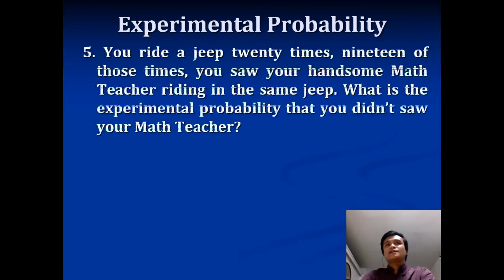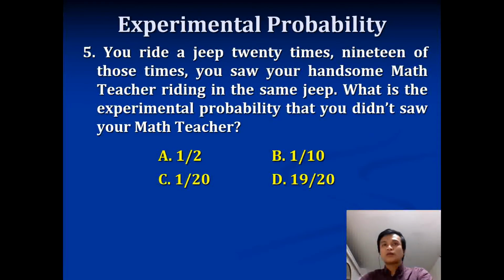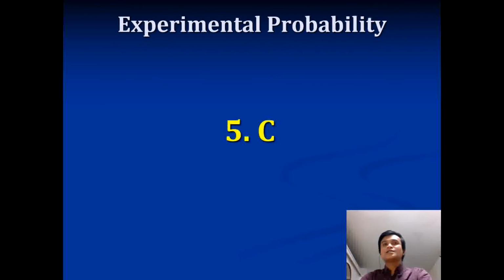Last question, you ride a jeep 20 times. 19 of those times, you saw your handsome math teacher riding in the same jeep. What is the experimental probability that you didn't see your math teacher? A. 1/2, B. 1 over 10, C. 1 over 20, D. 19 over 20. The answer is letter C. Okay.